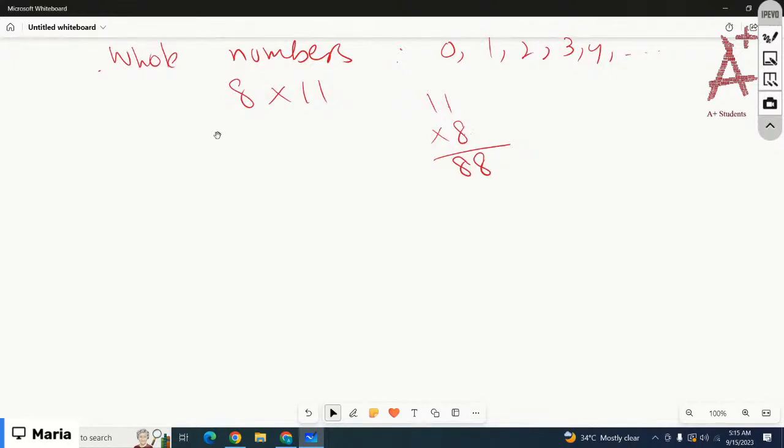Okay. The next one is 1201 times 2, right? We can write it like this, 1201 times 2. 2 times 1 is 2, 2 times 0 is 0, 2 times 2 is 4, and 2 times 1 is 2, right? This is the multiplication. You can multiply whole numbers like this.